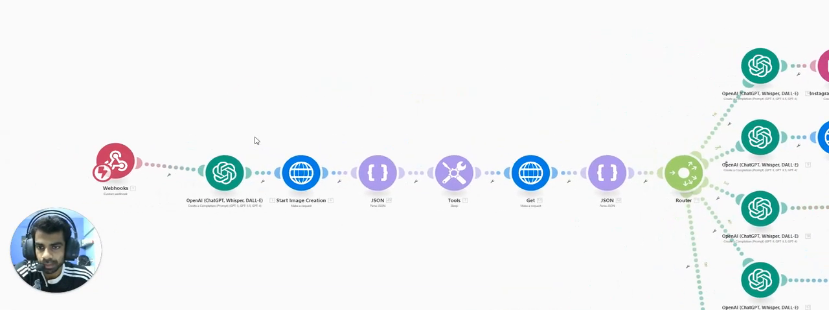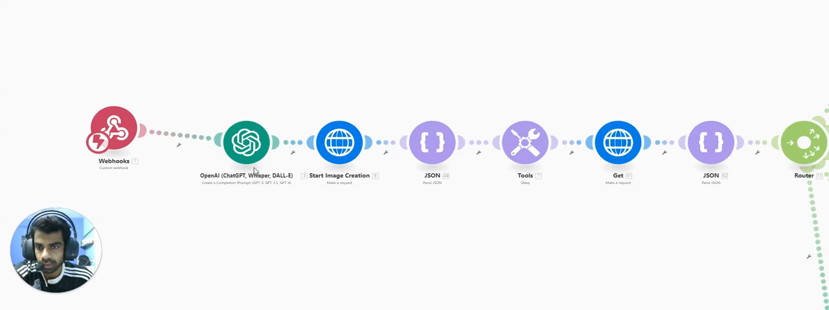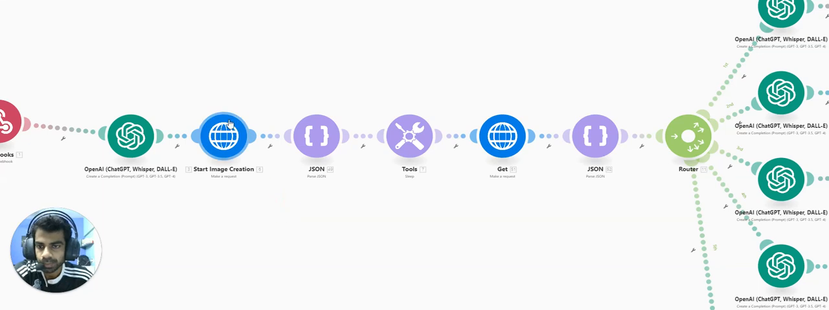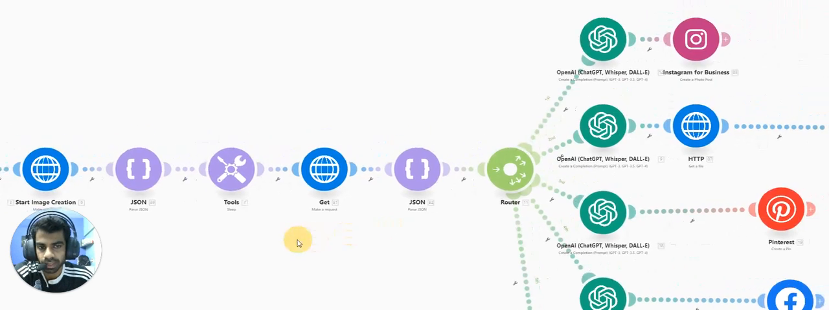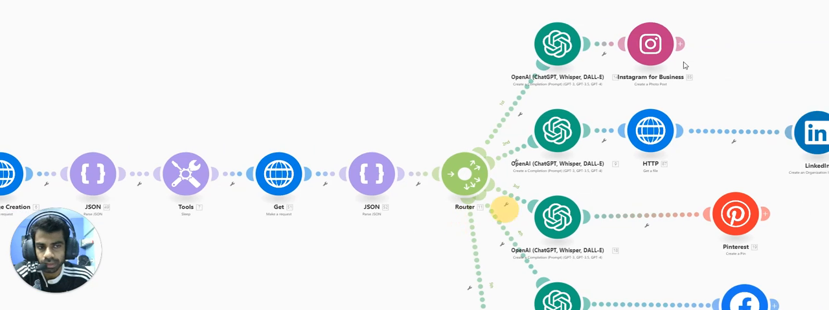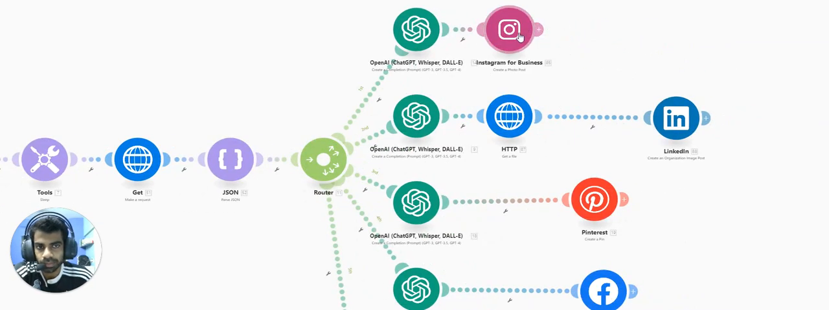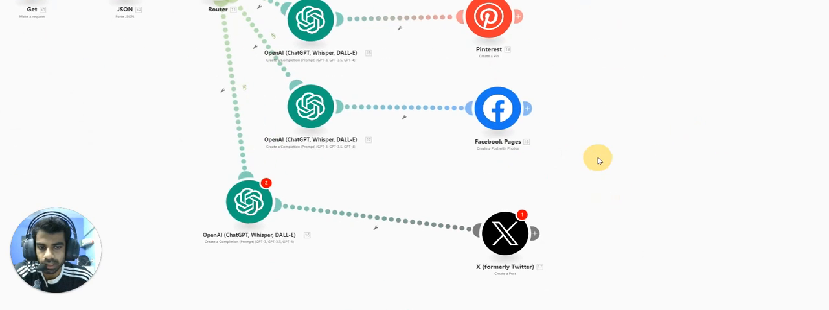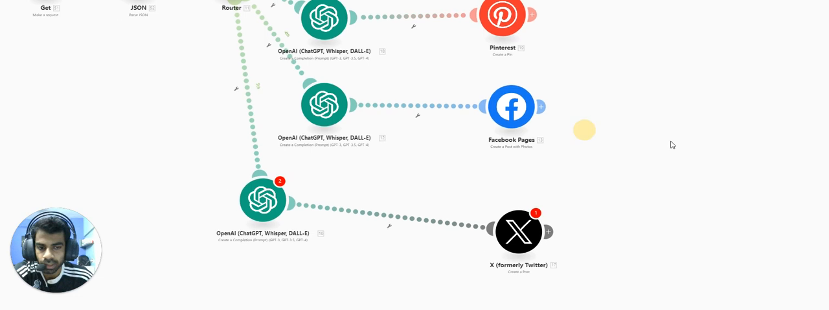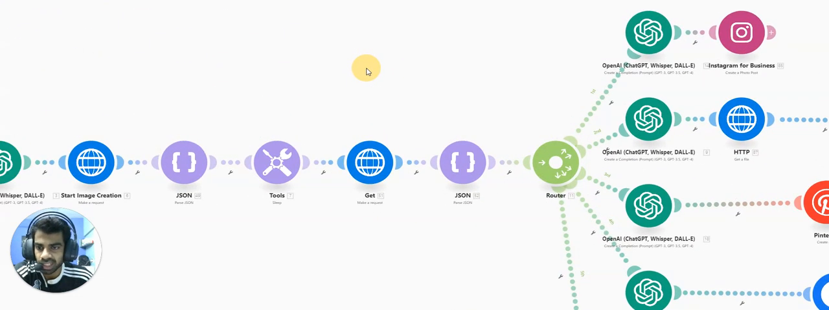So what happens is, we are using the OpenAI API over here, and we are passing it some HTTPS requests, and we are using Flux.ai for crafting the images. We're using a router to pass on to different platforms: Instagram for business, LinkedIn, Pinterest, Facebook pages, and even Twitter X. So this can be easily achieved.